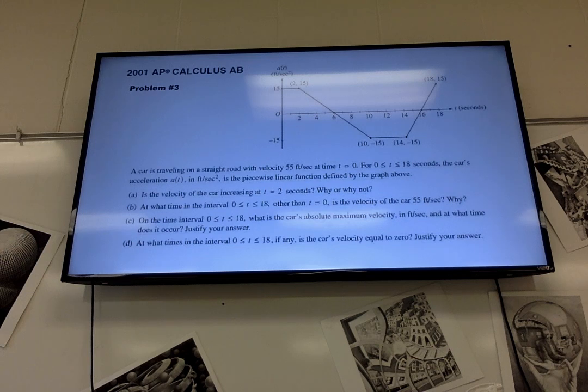A car traveling on a straight road with velocity 55 feet per second at time equals 0. That's important. That's an initial condition. It's basically telling us that it starts at 55. v of 0 is 55. For 0 to 18 seconds, the car's acceleration is in feet per second squared.